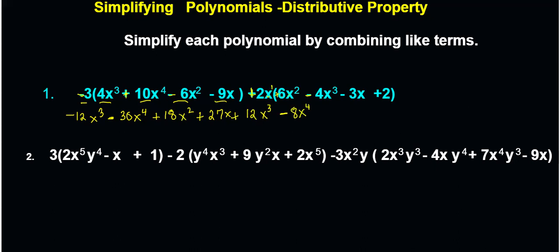Then we have a positive times a negative, which is a negative. 2 times 3 is 6. And then we have x times x, that's an x to the 1. Remember, if there's no exponent there, it's understood to be a 1. 1 plus 1 is 2. And then we got a positive times a positive is a positive. And 2x times 2 is 4x.